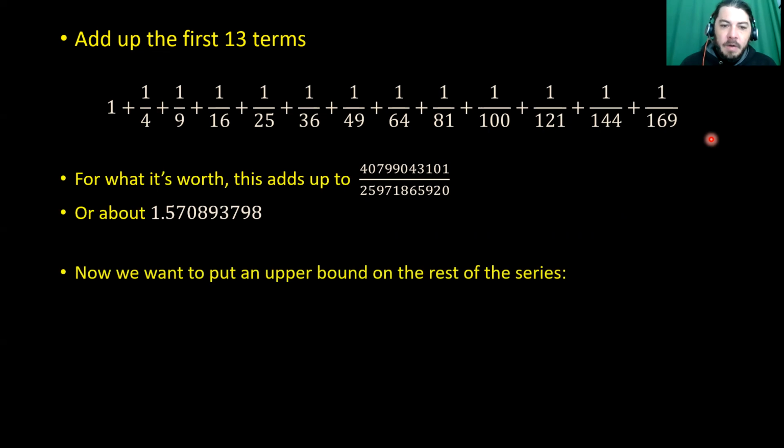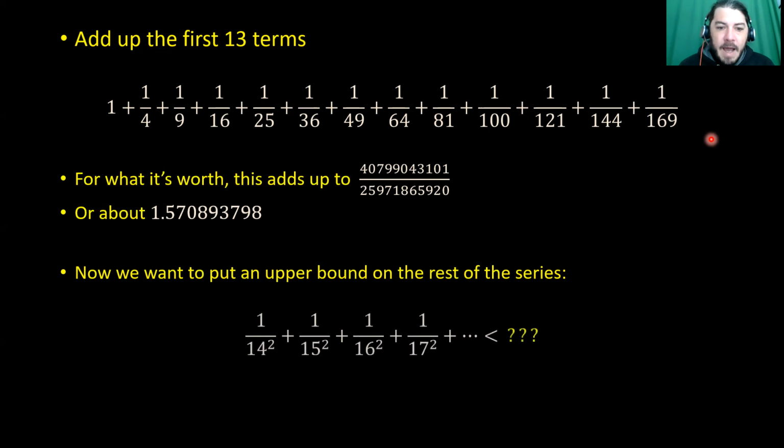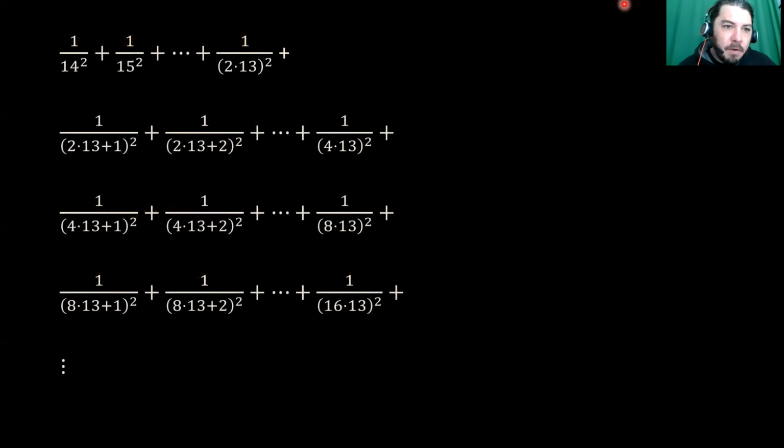Okay. So we want to put what's called an upper bound on the rest of the series. So we want to say, if I add up the reciprocals of the squares from 14 and above, is there some number that it's less than? And we should be able to find that. And here's how we do it. So first we do all of the terms from 14 to 26, so 2 times 13. And then we do the next term, 2 times 13 plus 1, so 27, all the way to 4 times 13. And so notice in this first grouping, there's 13 terms. In this second grouping, there's 2 times 13 terms. And then in this third grouping, from 4 times 13 plus 1, all the way to 8 times 13, there's 4 times 13 terms, and so on and so on, right?